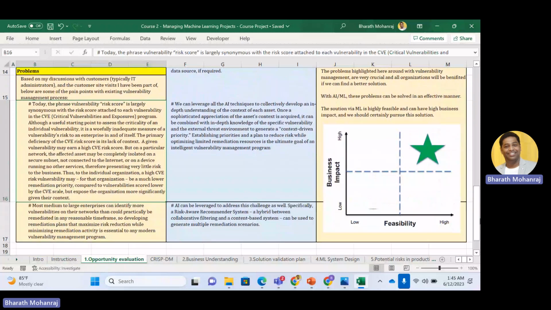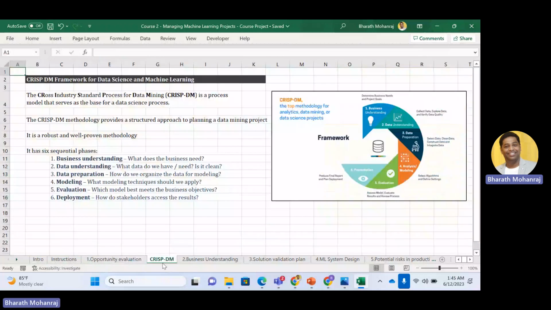And if you look at the graph that we have, which is plotted against business impact and feasibility, like I said, there is a very high feasibility that this can be implemented with ML, and the business impact that it brings, the solution that it provides, is highly helpful. So it's a very optimum solution to build, considering the criticality. I'm moving to the next step.